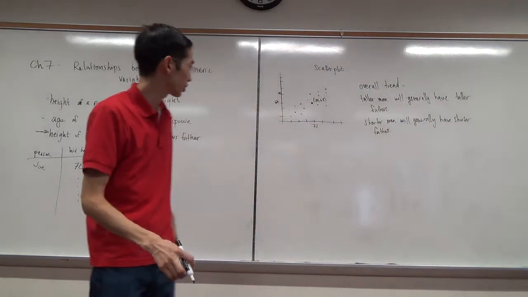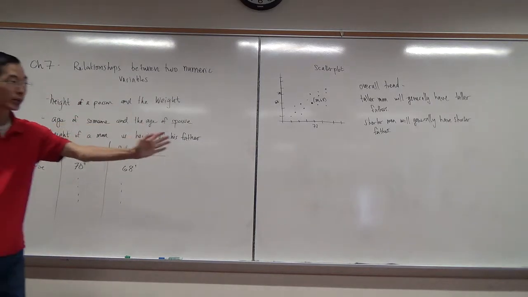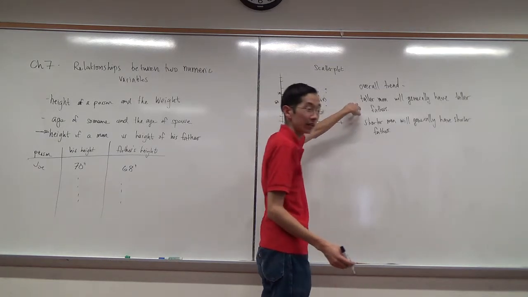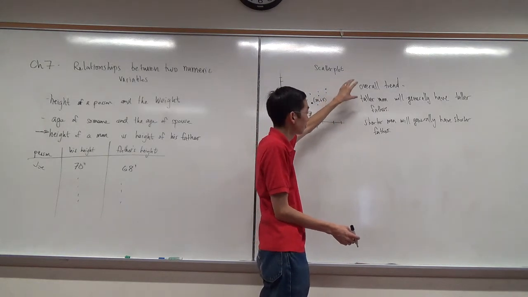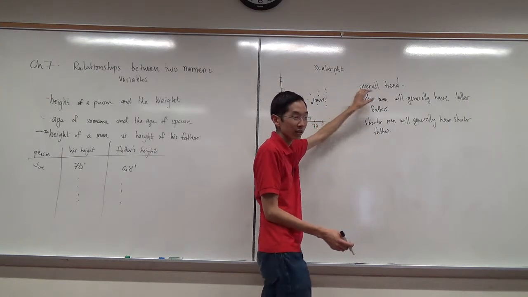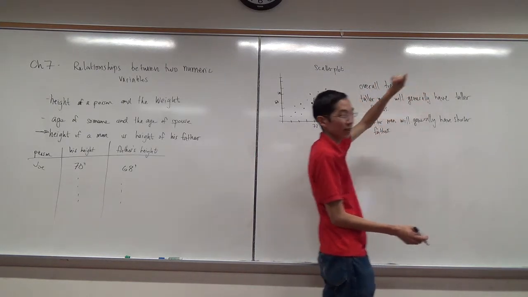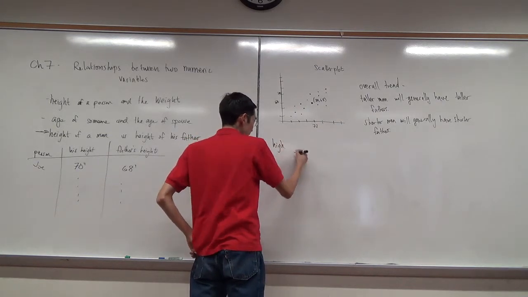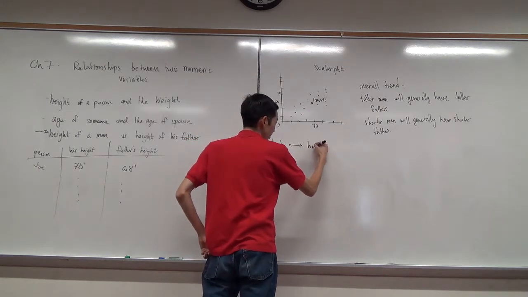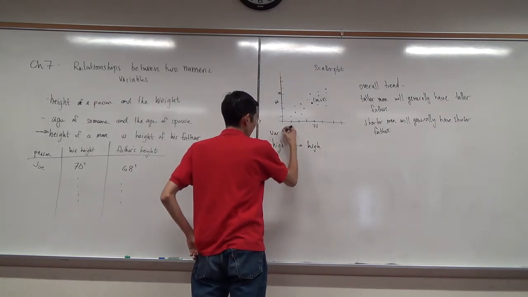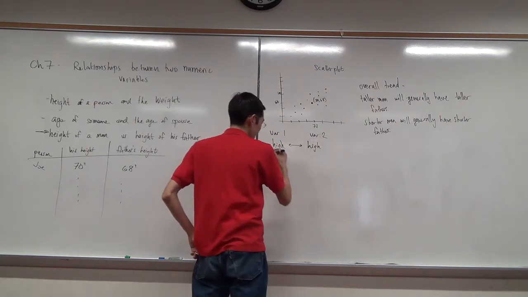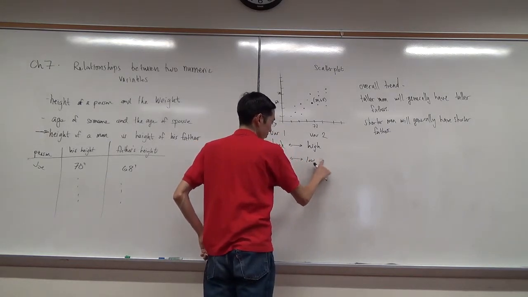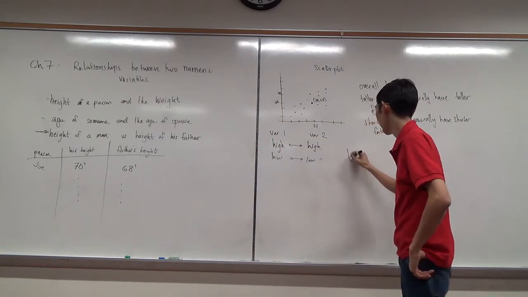Whenever you have a relationship where high values of one variable are associated with high values of the other variable, as in this case, so men with high values for height have fathers with high values for height. So if high is matched with high for variable 1 and variable 2, and low is matched with low, in general, we would say this is a positive relationship.